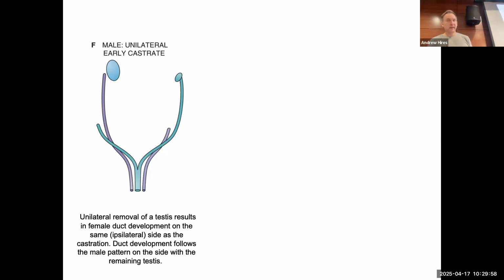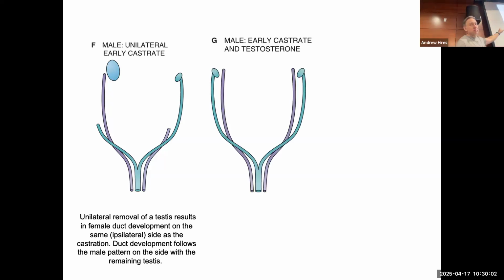because we have this differentiation between one side and the other. Now, what happens if you have an XY male, you castrate, but you give them testosterone? Because the testes produce testosterone. And this is how we're going to see that the impact of testosterone is distinct from the impact of anti-Mullerian hormone. The testes make both.